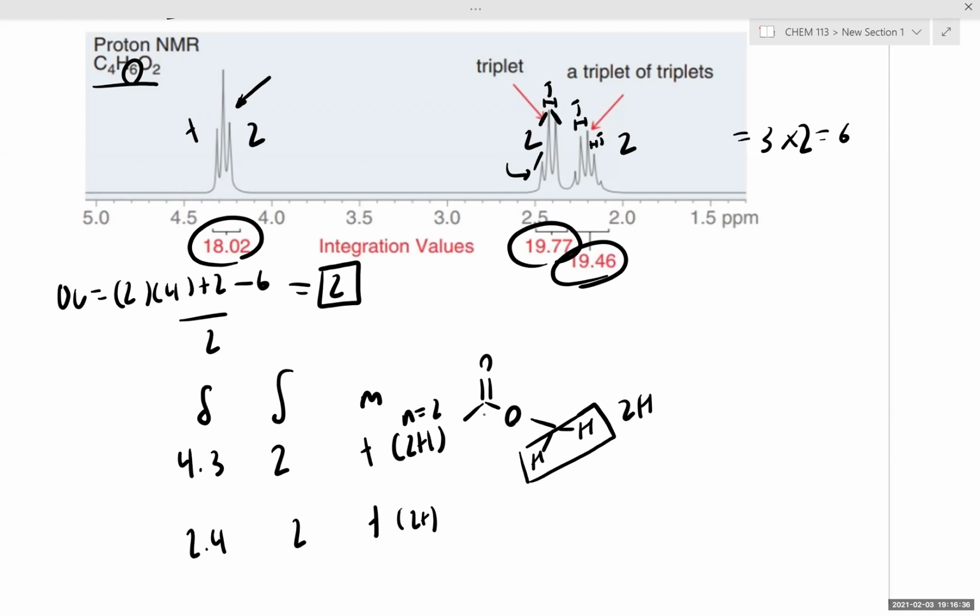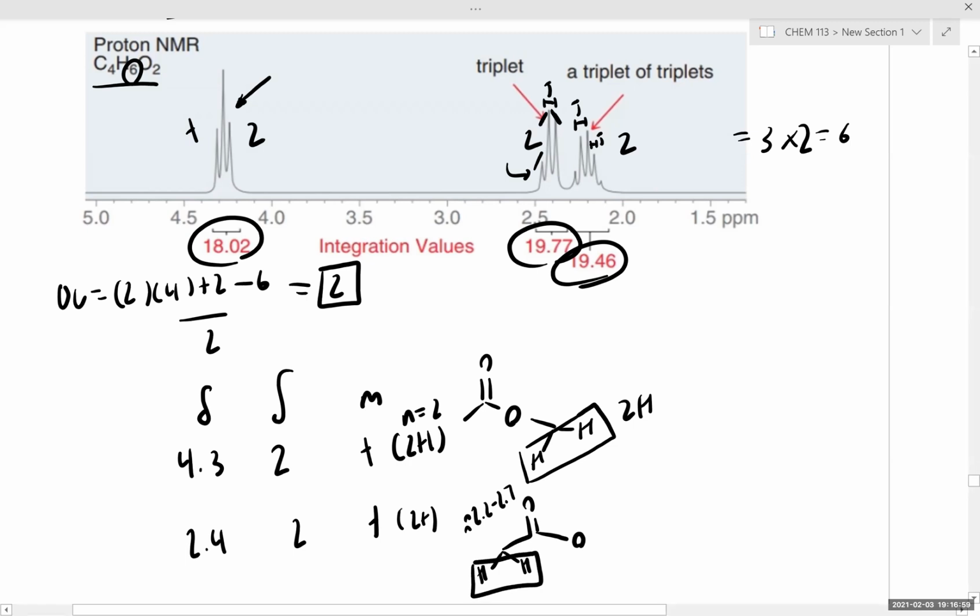What signal is around 2.4 that's related to an ester functionality? We have someone commenting the protons adjacent to a carbonyl, such as maybe the carbonyl of an ester. Yep, these show up at roughly 2.2 to 2.7. That's a perfectly reasonable assignment. So as you see, based on the chemical shift and integration values, we're starting to generate fragments.